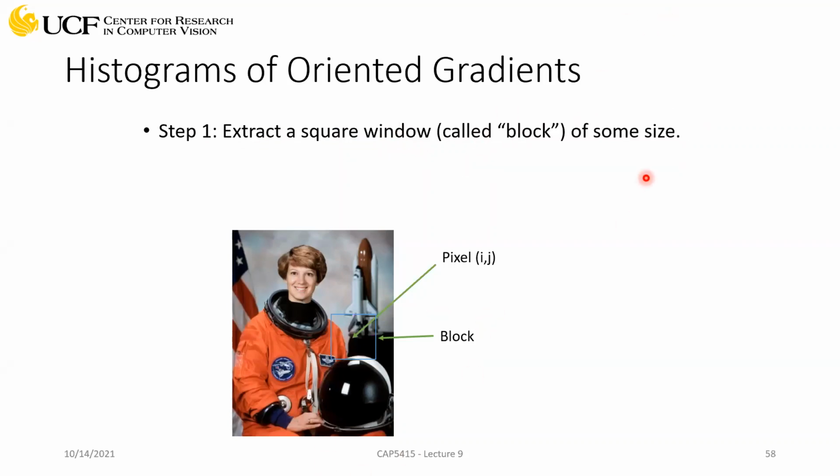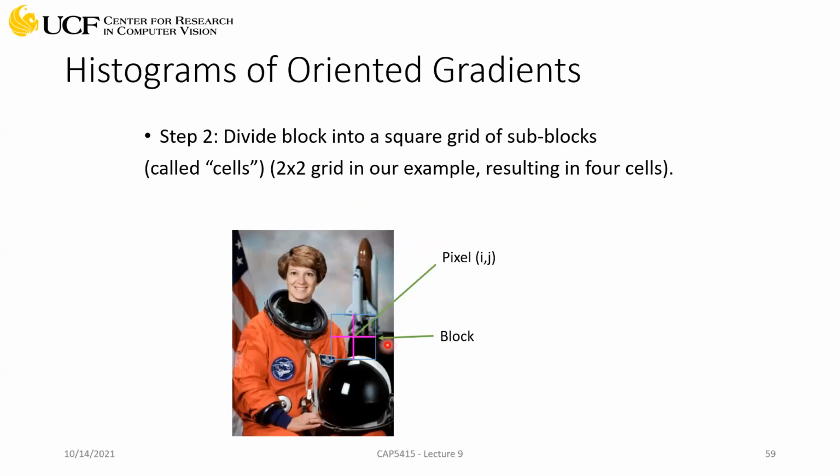And again, this window will have some size depending upon how many pixels you have in the window. That will be X and Y. The next step is, we divide that block into sub blocks, and we call these sub blocks cells. All right, so in this case we are dividing this block into a 2 cross 2 grid, which means we'll have 4 different cells. Right, we can divide it into 3 cross 3 as well. That will give you 9 different cells.